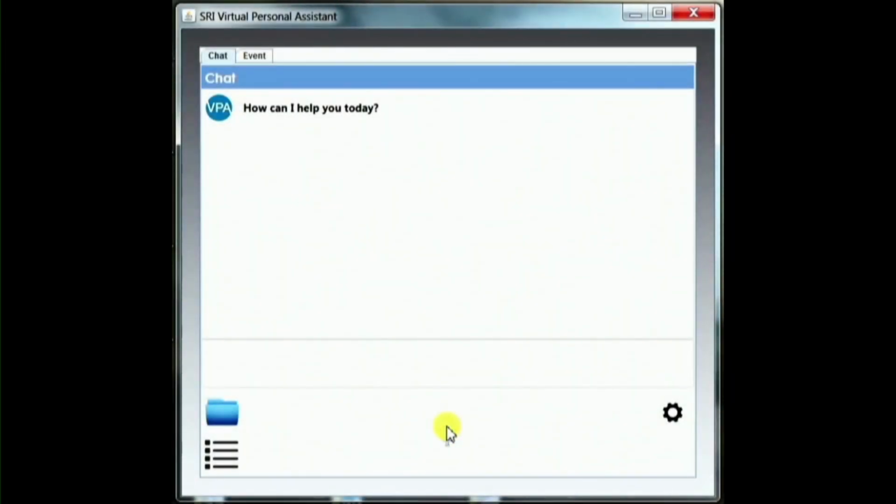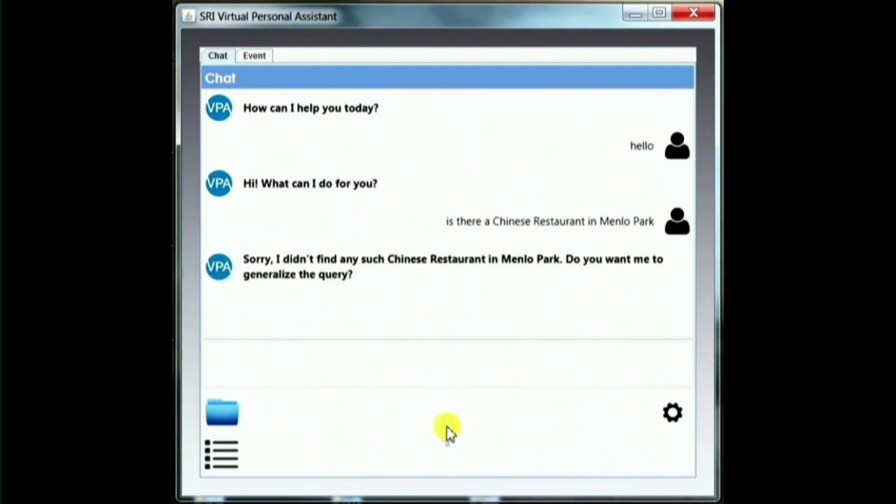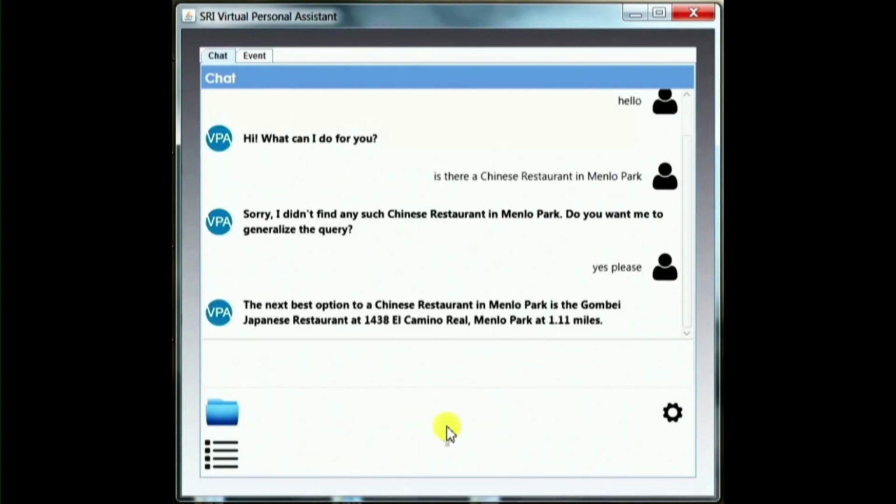Hello. Hi, what can I do for you? Is there a Chinese restaurant in Menlo Park? Sorry, I didn't find any such Chinese restaurant in Menlo Park. Do you want me to generalize the query? Yes, please. The next best option to a Chinese restaurant in Menlo Park is the Gombe Japanese restaurant at 1438 El Camino Real, Menlo Park at 1.11 miles. Is there a bookstore close to the restaurant?